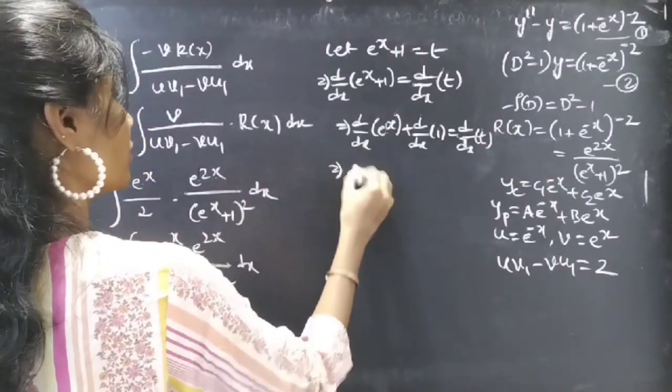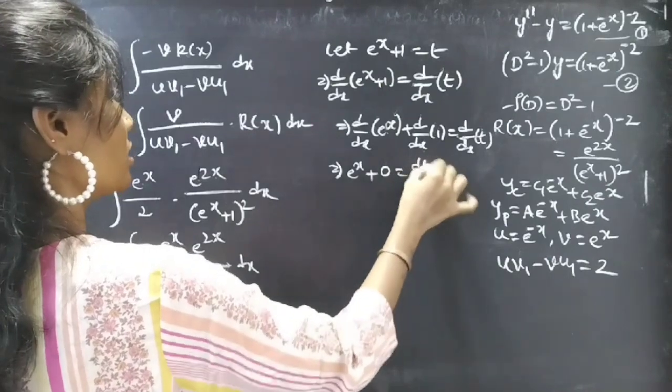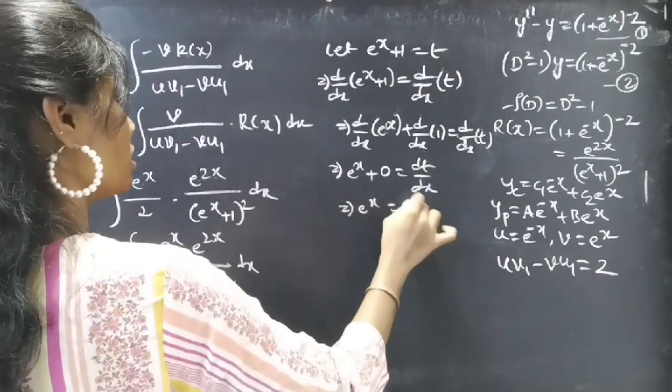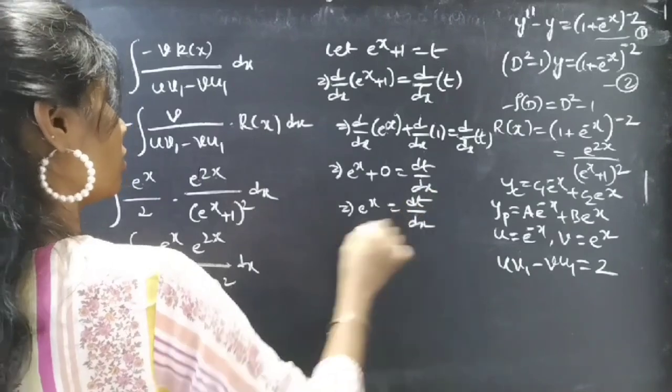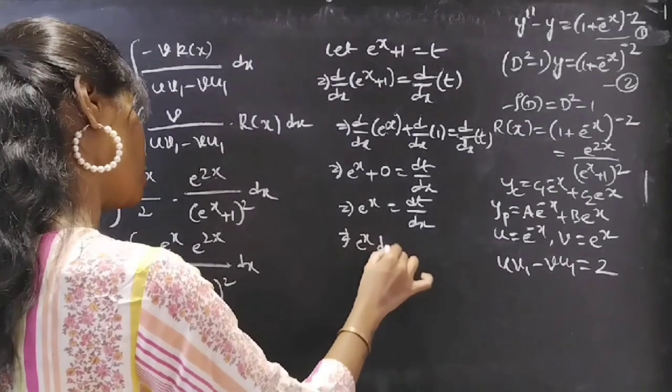The derivative of e power x with respect to x is e power x, and the derivative of a constant with respect to x is 0, equals dt by dx. From this we'll get e power x equals dt by dx. Now just bring the differential dx to the LHS so that you'll get e power x dx equals dt.